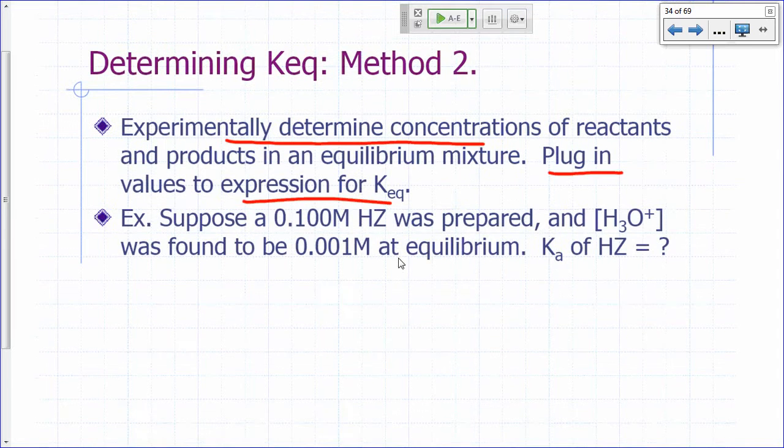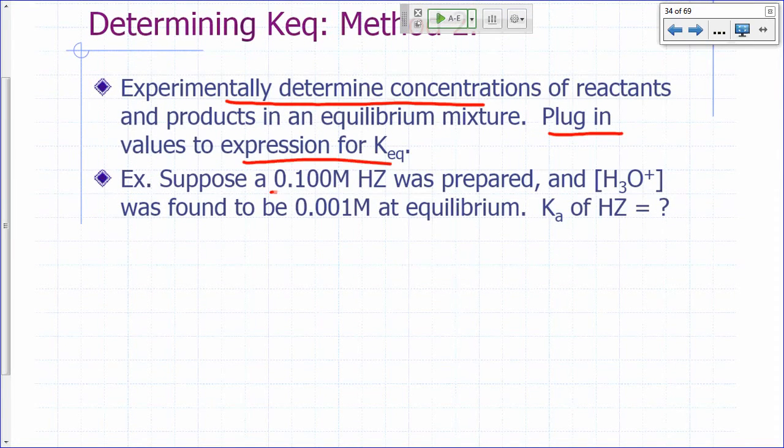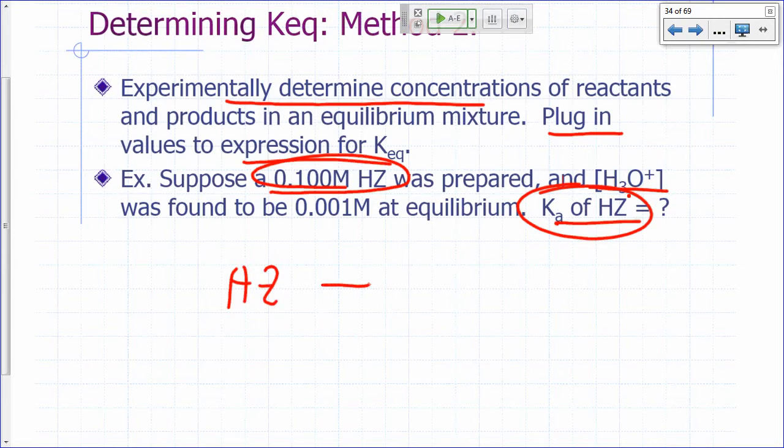Let's say you've tried to prepare a 0.1 molar solution of some acid HZ. That's a fictitious formula, hypothetical. So let's say you tried to make a 0.100 moles per liter solution, and you found your hydronium ion to be 0.001 at equilibrium. What's your Ka of HZ? If I'm interested in the Ka of HZ, what's the reaction I'm interested in? HZ gives me what? What's the product? H3O plus or H plus plus Z minus, right?